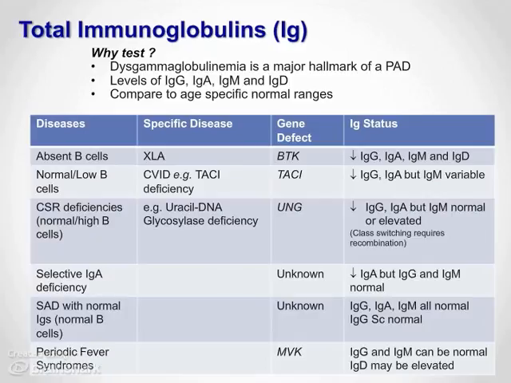Dysgammaglobulinemia is a hallmark of primary antibody deficiency and results in low levels of a single or multiple antibody class. Selective IgA deficiency is one of the most common PIDs. Studies have indicated 1 in 500 Caucasians have selective IgA deficiency. Many people have relatively mild illnesses and may never discover IgA deficiency.